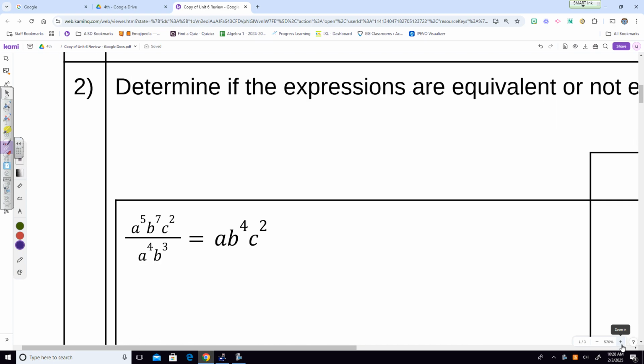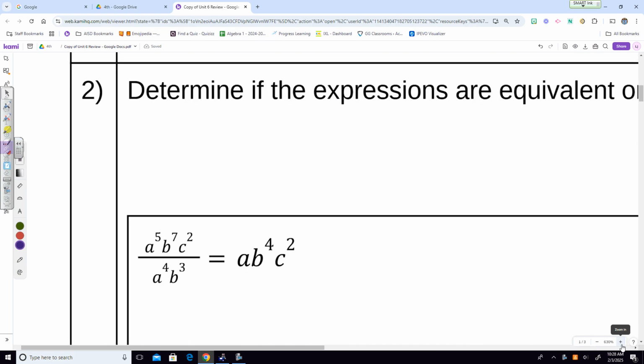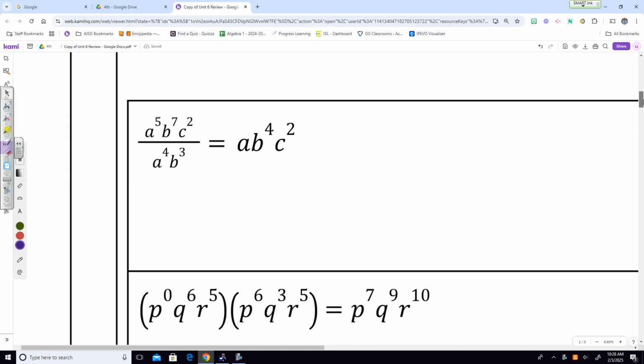So the first one in the table is a division problem. Agreed? Yes? Okay. So remember PEMDAS. All right? It's a fraction, so we're dividing. What do you do with exponents when you're dividing? Subtract. Okay, so let's do that. We have a's in the numerator. Do you have them in the denominator? Yes. So what's 5 minus 4? 1.